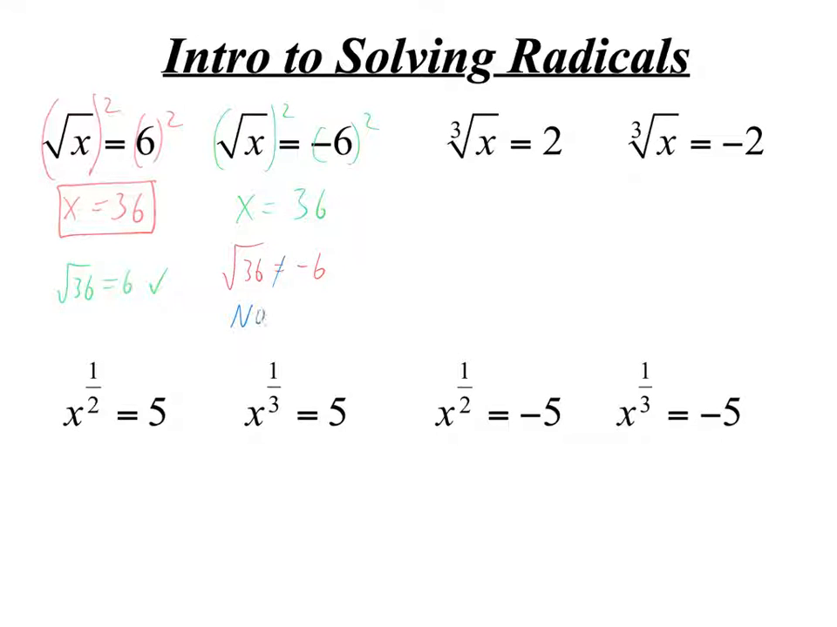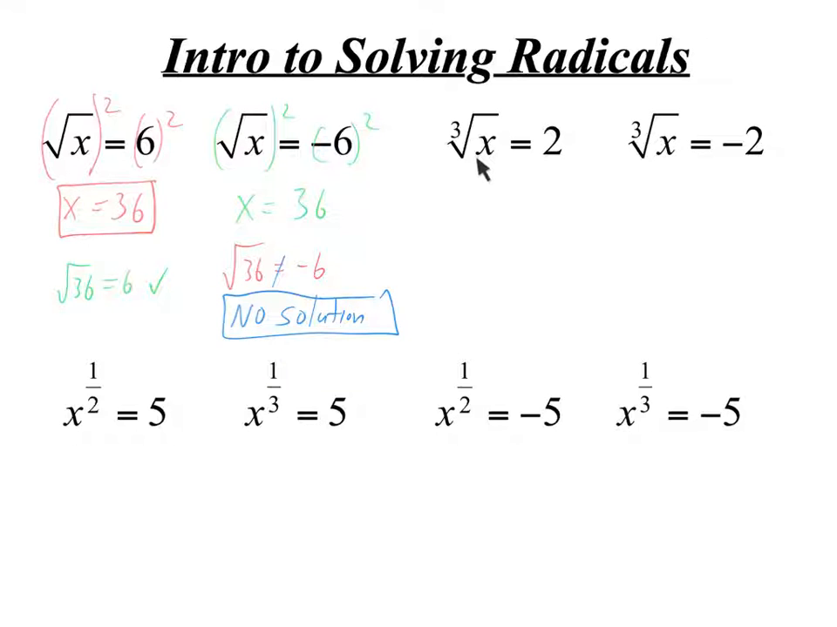So this is called no solution. What would have been the solution is 36, but when I plug it in, it doesn't work. There's an error. So 36 is called extraneous. It does not work. So you have to watch out for that.